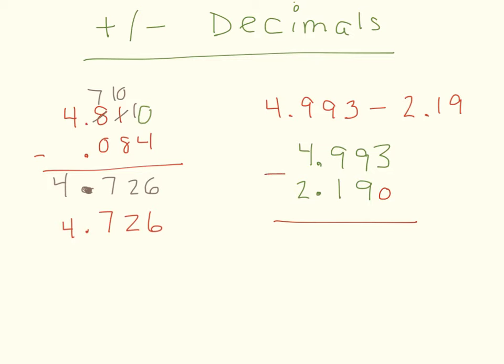We're going to subtract these. I have my subtraction sign. Don't forget that. I start on my right side and work my way to the left. So we have 3 minus 0 is 3. 9 minus 9 is 0. 9 minus 1 is 8. 4 minus 2 is 2. So our two answers here.